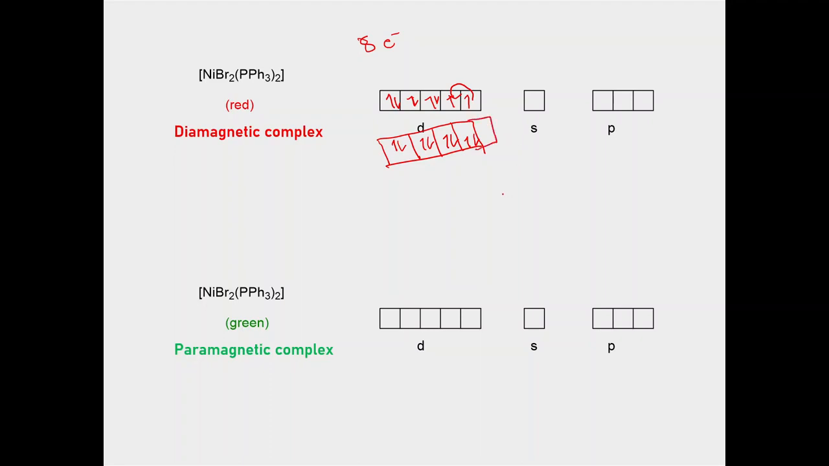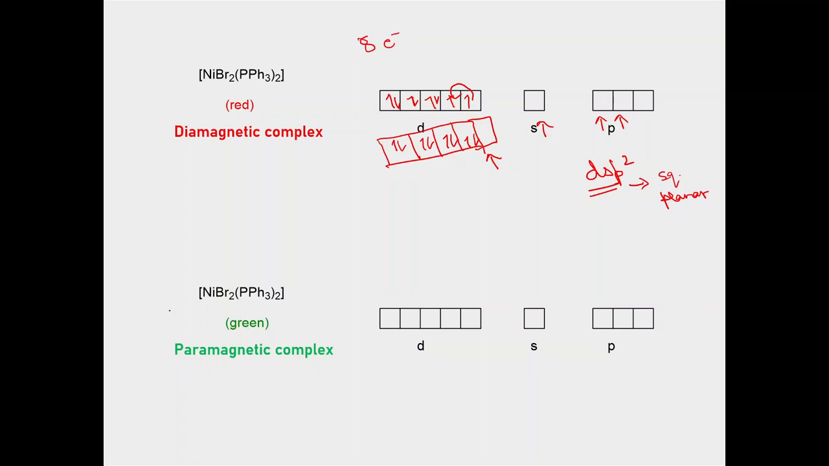And we have one more orbital. So here how will electrons be filled? The ligands will give electrons here, one in the s orbital and the other two in the two p orbitals. That means the hybridization of this complex will be dsp2, right? And dsp2 means what? Square planar. Okay. So when we are getting this red color, in that case, NiBr2(PPh3)2 is a square planar complex.